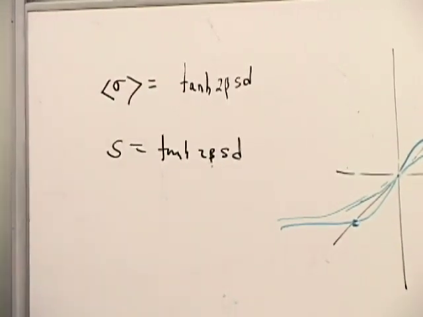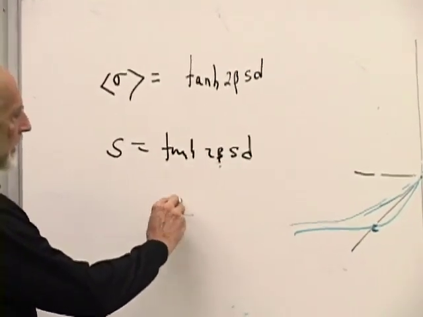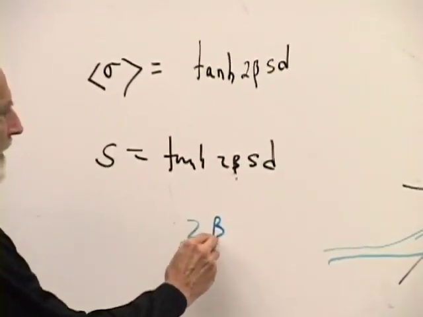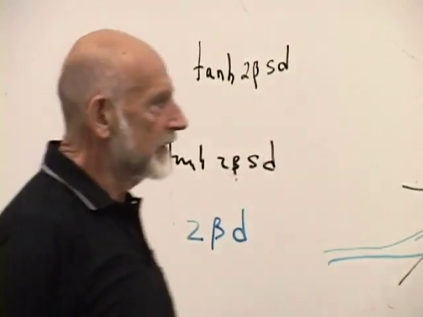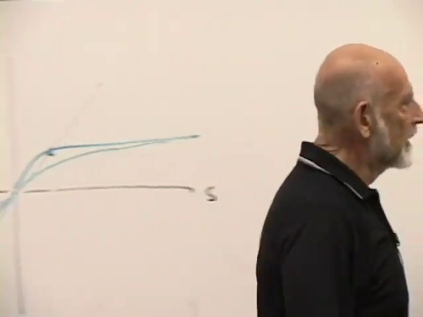at the origin? I think it's just twice beta d. So, is twice beta d right? I mean, if we differentiate tanh, can anybody do that? All right, let's do it. Let's do it just to convince ourselves that I'm right.